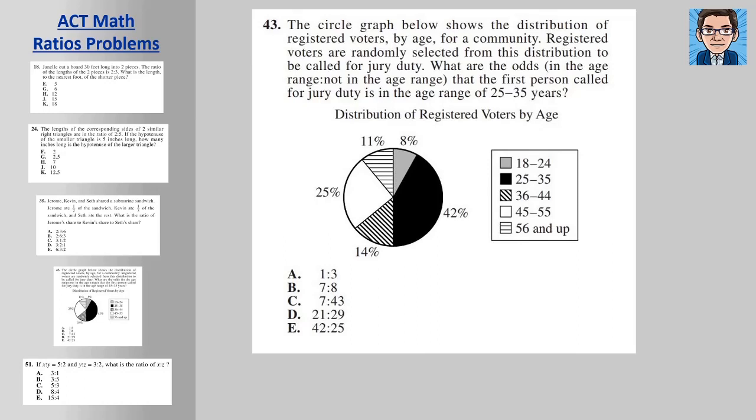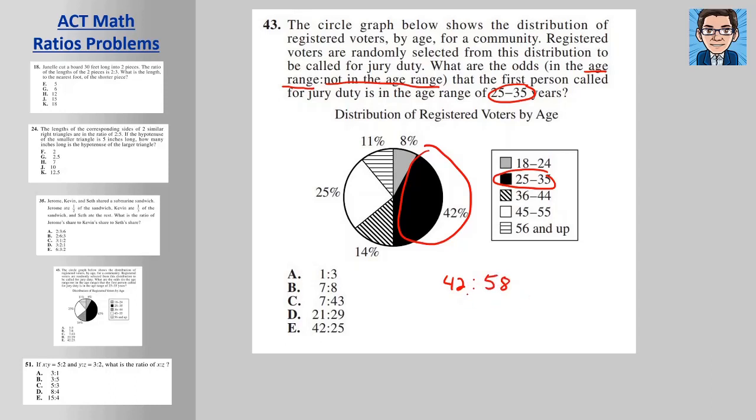All right, in this problem we've got a graph below that shows us some information about registered voters by age. So it's asking us what are the odds, and it tells us the age range to the not in the age range. So it tells us what that ratio is that we're setting up. So we're looking at 25 to 35, which is this dark one, which is right here. So in the range, we've got 42%. It tells us the ratio we're going to do in the range to not in the range. So if we have 42% in the range, we're going to have 58 out of the range.